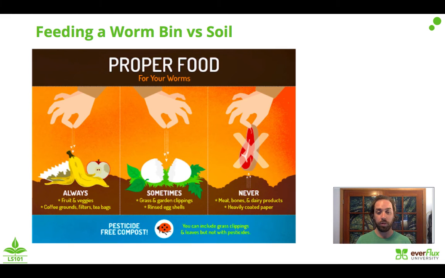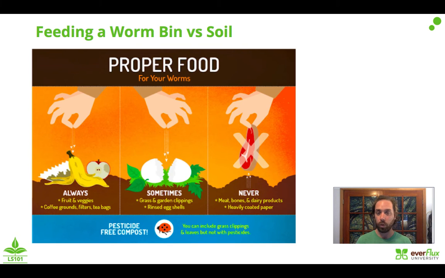And then any plant leaf material. As you're trimming your plants, throw the leaf material on top of your soil to let it decompose. That's a great thing for the worms to eat. And now we're getting into feeding worms in the soil.